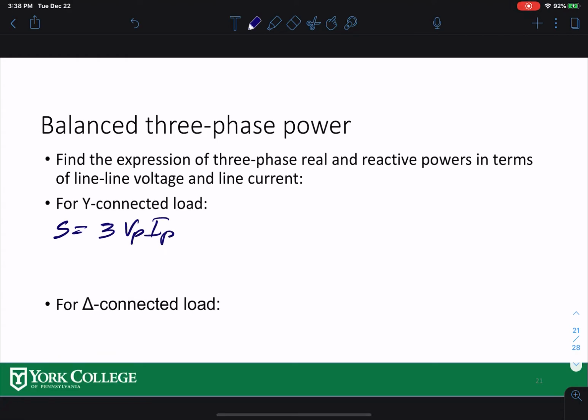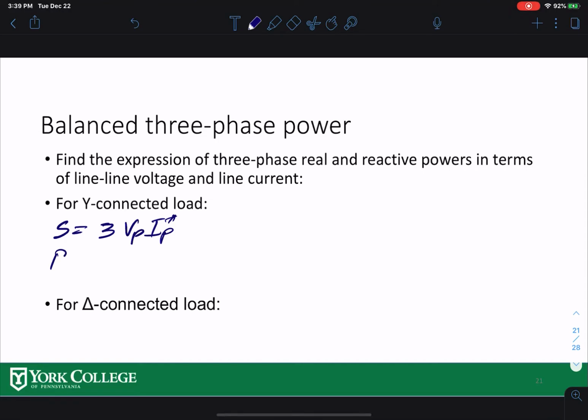Three-phase current, phase voltage, cosine theta, right? Let's take this cosine theta out of here. So that is your conjugate over here, right? That is your complex power.